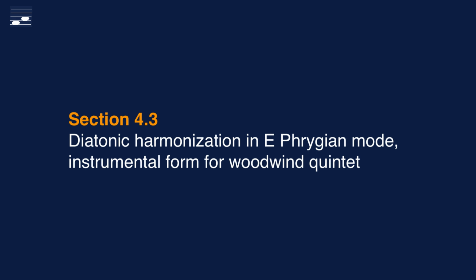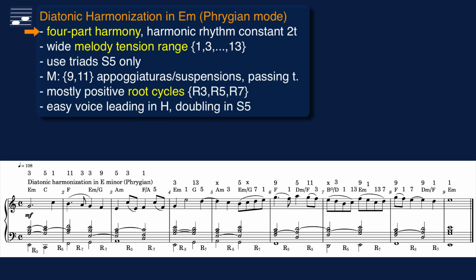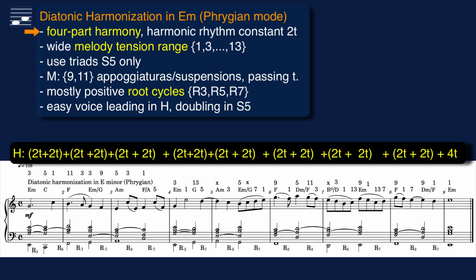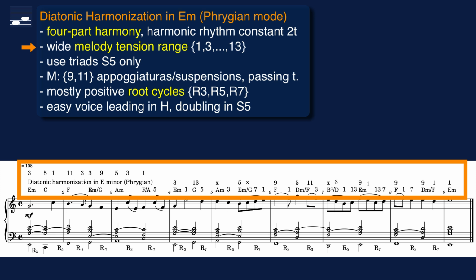After 2 chord progressions in major, you'll see a chord progression in modal minor, in this case E Phrygian. There is 4-part harmony below the lead melody, with constant duration harmonic rhythm. The melody tension range shows chordal functions between 1 and 13, the widest possible range.